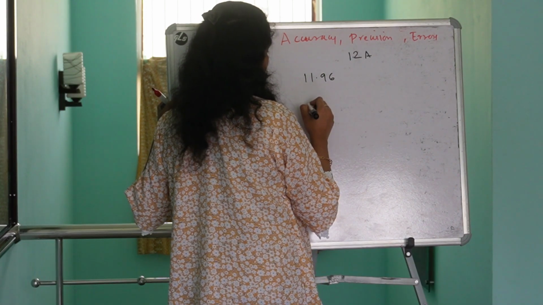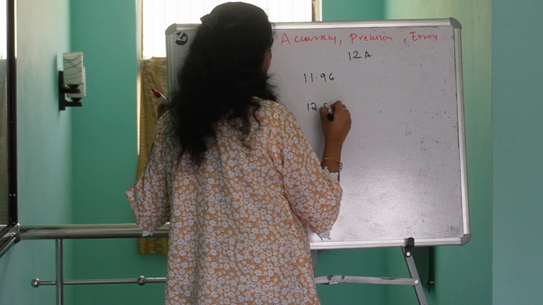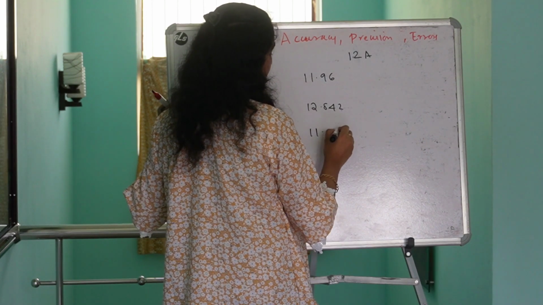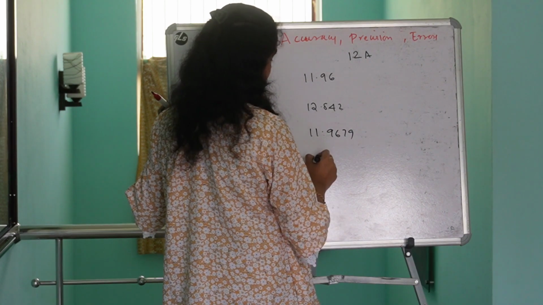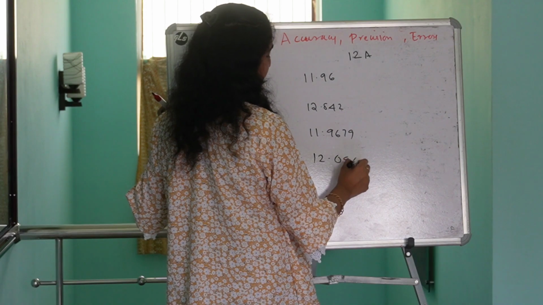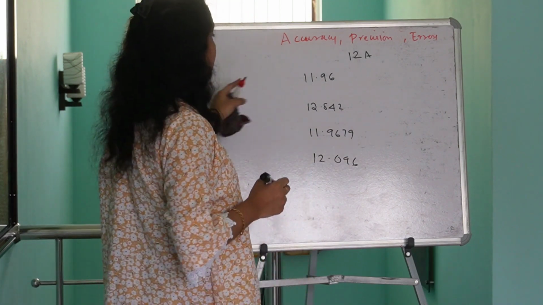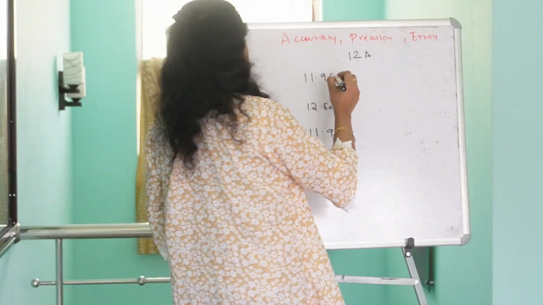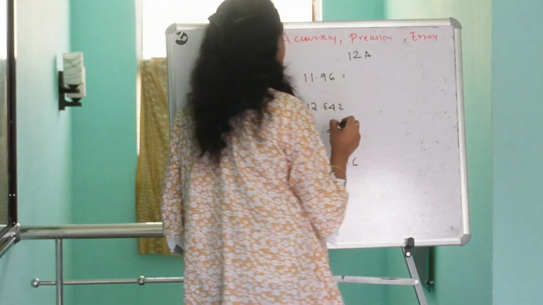11.96, 12.842, 11.9679, 12.096, and I am asked to find the error in each of these measurements. So how do we find the error in measurements?